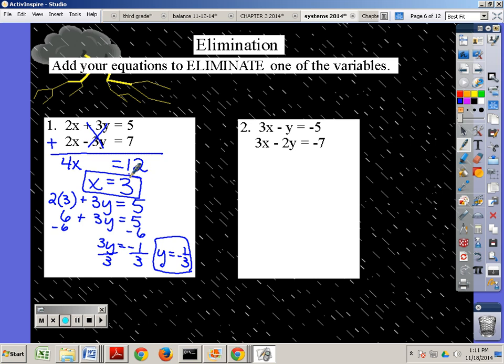Let's go ahead and plug that in just to make sure that it works. So let's plug it into the bottom equation. So x is 3, and y is negative 1/3. So 2 times 3 is 6, minus 3 times negative 1/3 becomes plus 1. 6 plus 1 is 7. Yay! It worked.